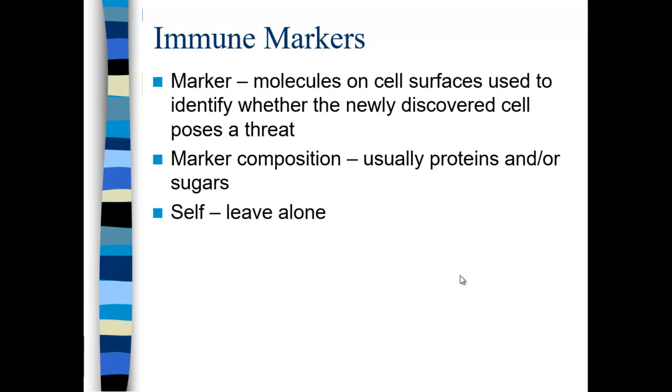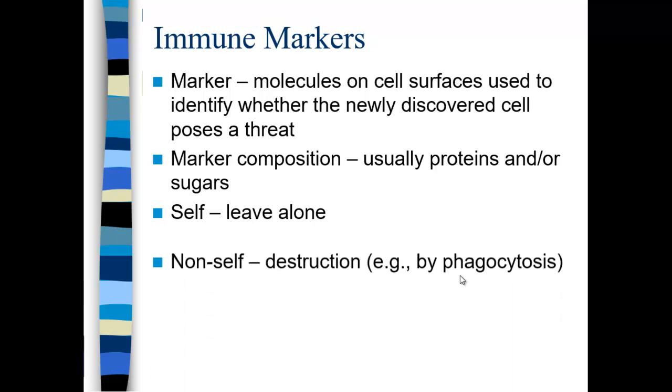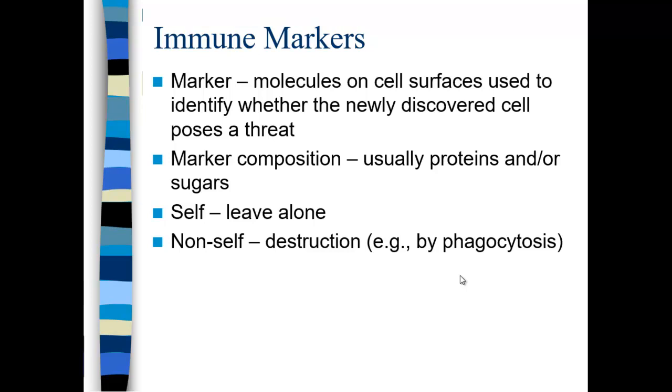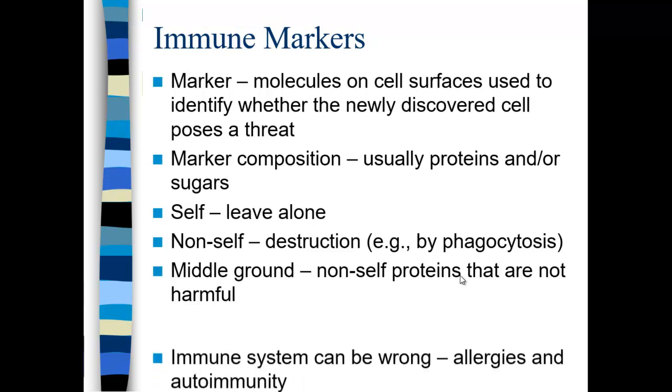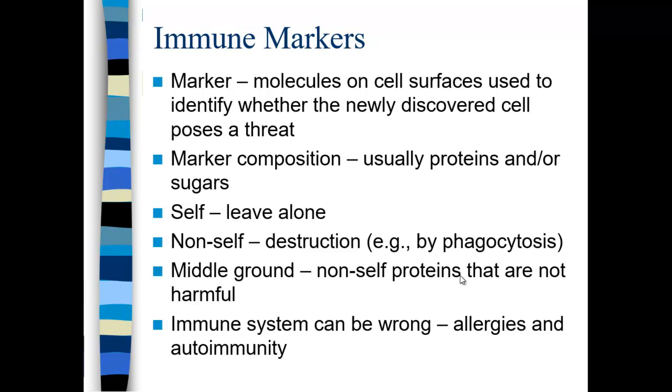And when a phagocytic cell sees a self cell, sees a non-foreign cell, it leaves it alone. So when it sees a non-self cell, in specific instances, not all instances, it will destroy the cell by phagocytosis. And then there is middle ground where non-self proteins attached to cells are not harmful. When the body sees non-self proteins on these non-harmful cells, then it will leave those cells alone. However, with some commensals, it will keep them in check, so it will destroy a portion of them, but won't destroy all of them. Okay, and the immune system can go wrong.